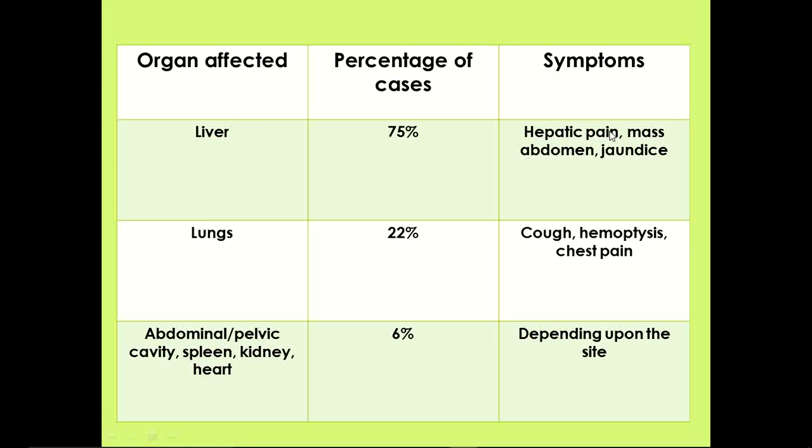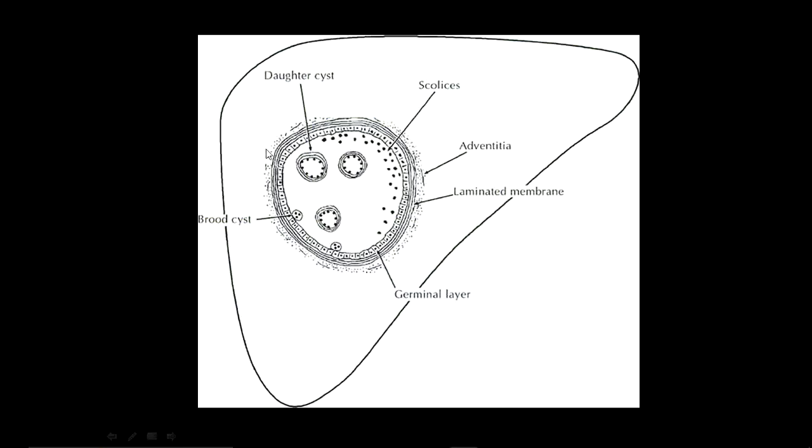So you may find a scenario where there is a history of palpable mass in the right upper quadrant, and the patient may have signs and symptoms of jaundice. Similarly, in case of lungs, there can be cough, chest pain, and blood in sputum, which is hemoptysis, and then you can see the abdominal, pelvic cavity, kidney, etc. All of these can also have hydatid cysts, and depending upon the site involved, there would be pressure effects. So this is the hydatid cyst inside liver.